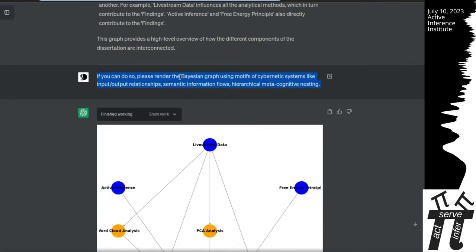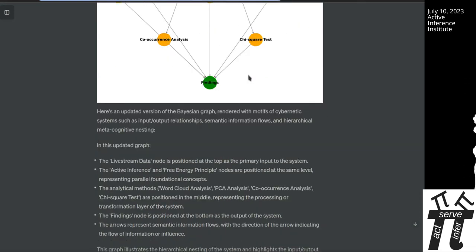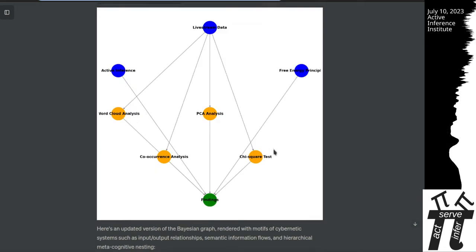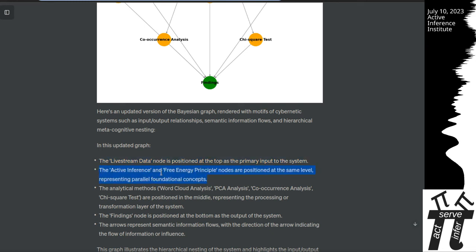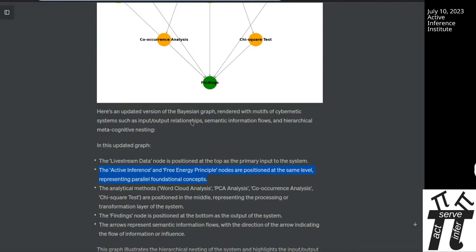I asked for this Bayesian graph to be re-rendered using the motifs of cybernetic systems like input-output relationships, semantic information flows, and hierarchical metacognitive nesting, and a slightly rearranged graph was displayed. In an updated graph, live stream data is positioned at the top as the primary input to the system. Active inference and free energy principle nodes are positioned at the same level, representing parallel foundational concepts.